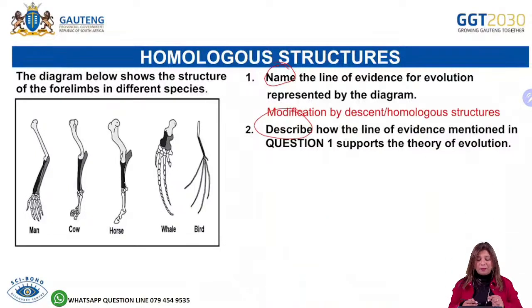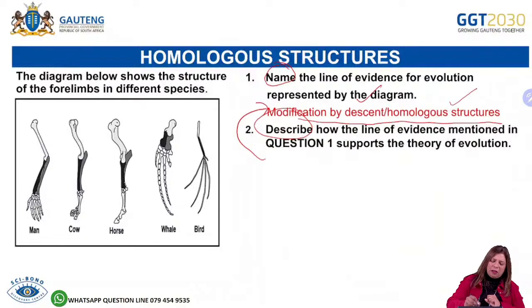There we go. Modification by descent. Remember your grandfather stories I said to you in the first slide? Modification by descent or homologous structures. I like to remember homologous structures because it's easier, because I remember it now from genetics, okay? Not structures, but the word homologous. Then it says, describe how the line of evidence mentioned in question 1 supports the theory of evolution. So first they're asking you to name modification by descent, and then they want to ask you, okay, so you're telling me homologous structure. What do you mean by homologous structures? How does this support it?